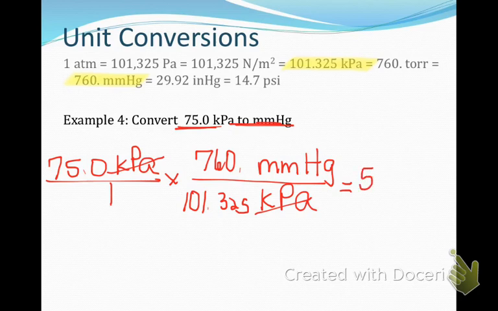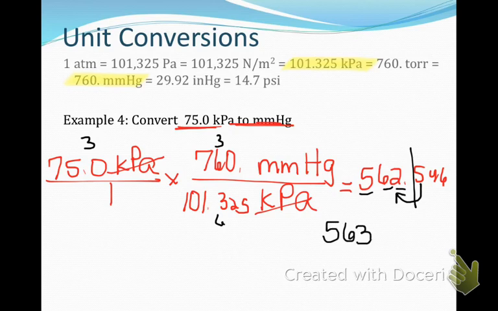We have 562.546, etc. Okay, and the way I got this was 75 times 760. Press enter into your calculator, or equals into your calculator, and then divide it by 101.325. So here I have 3 sig figs, this has 6, so we're going to use 3 sig figs in our final answer, so I have 1, 2, 3. And then that 5 makes that 2 go up, so it's 563, and the unit was millimeters of mercury.